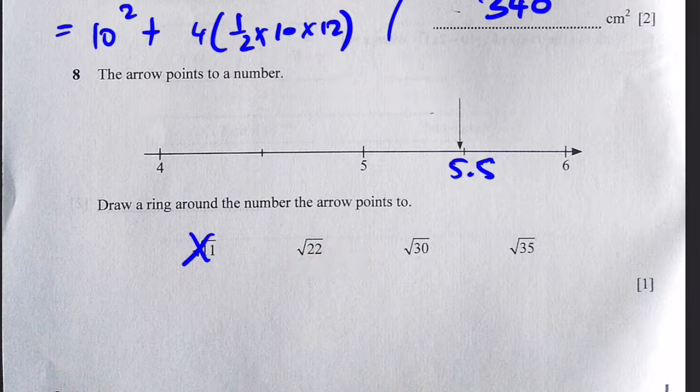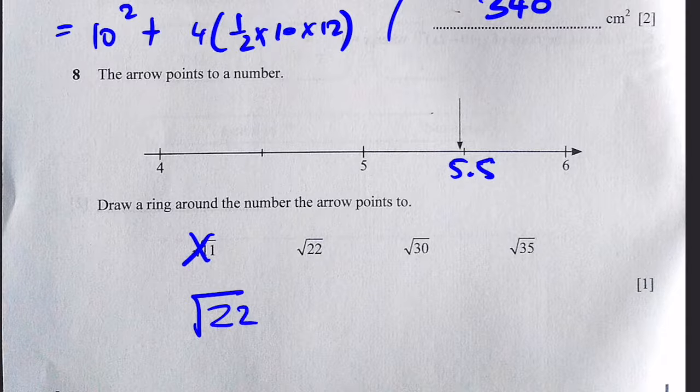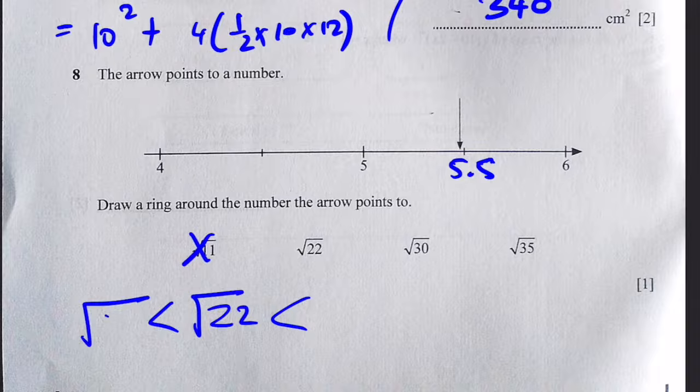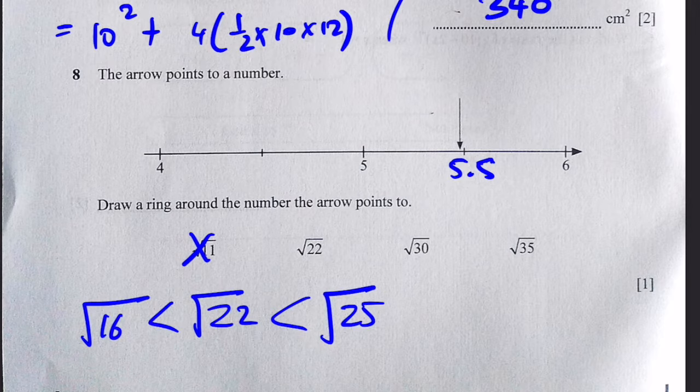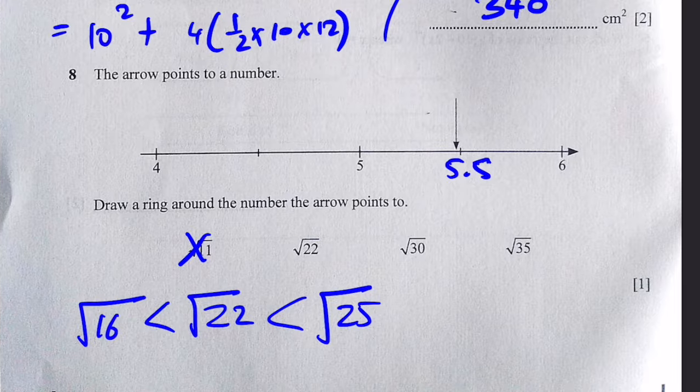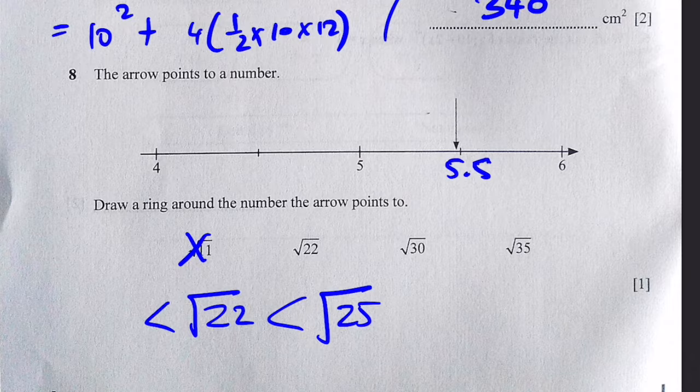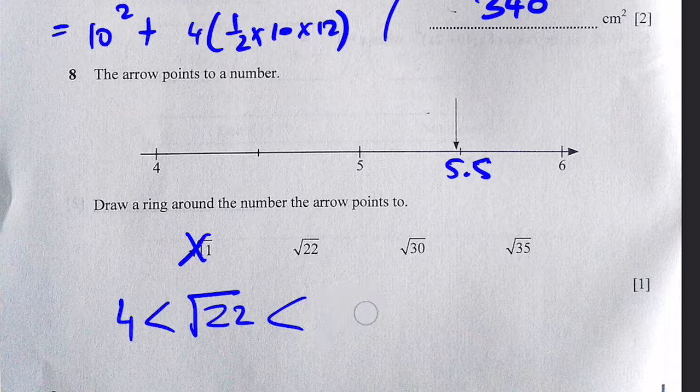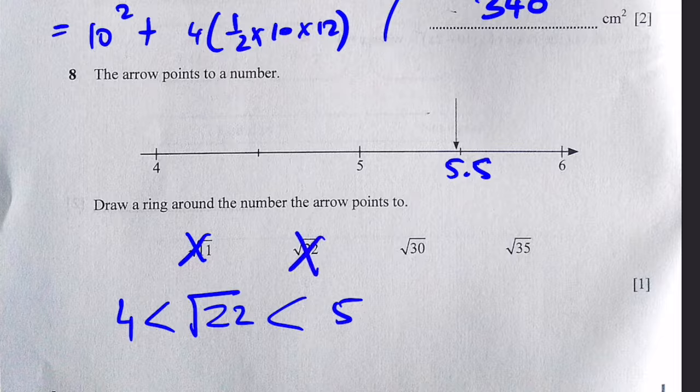We can write this root 22 as in between root 16 and root 25. We're trying to find square roots of perfect squares, which are just below and just above the number which we are using, root 22. So this will be simply 4 over there and 5 here. But then we need something in between 5 and 6. So this can also be ruled out.